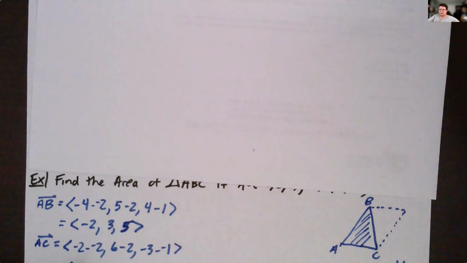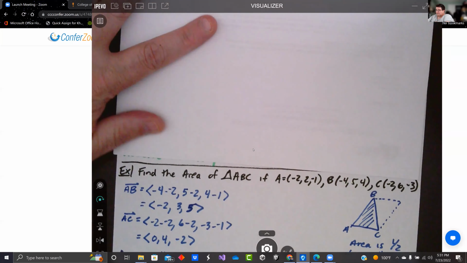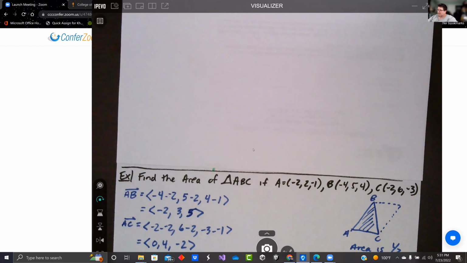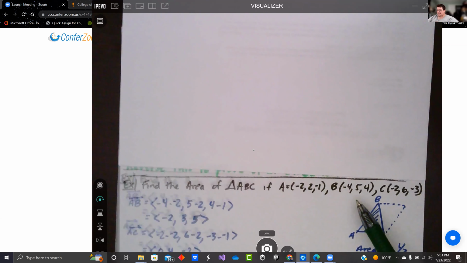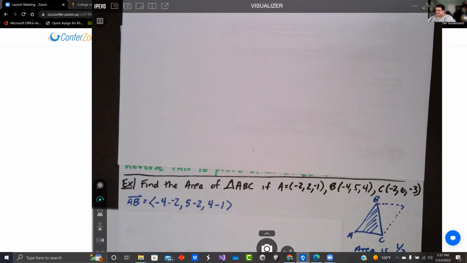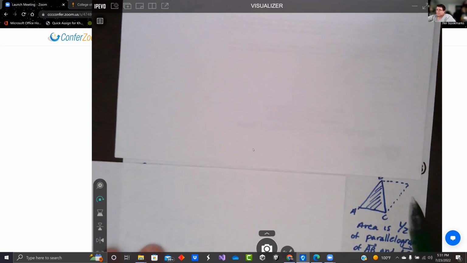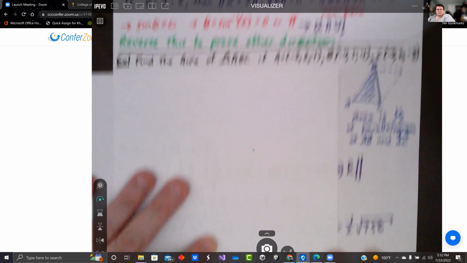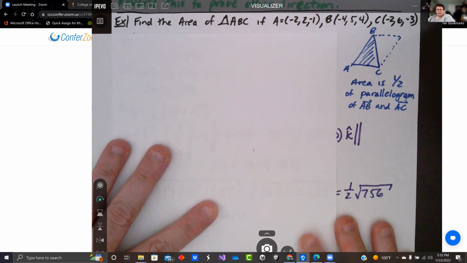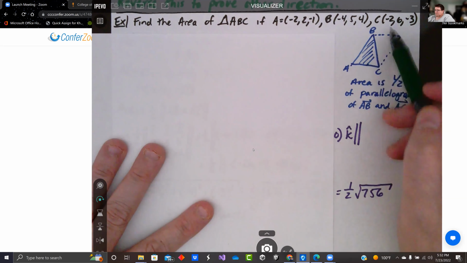I didn't write these in the order I want, so this is how we're going to do it. We're going to find the area of triangle ABC. If point A is negative 2, 2, 1, point B is negative 4, 5, 4, and point C is negative 2, 6, negative 3. So we can make the triangle.